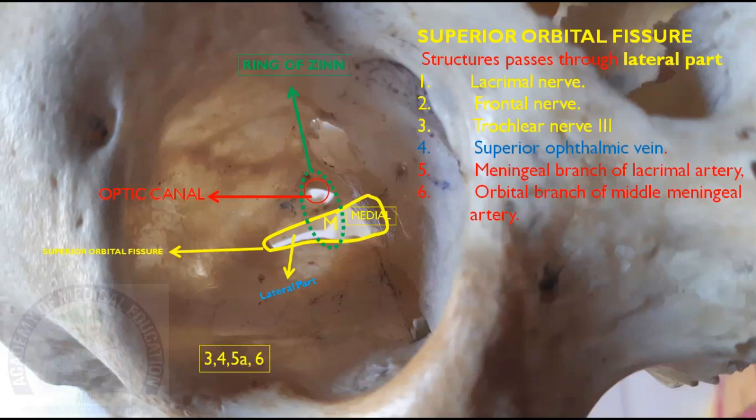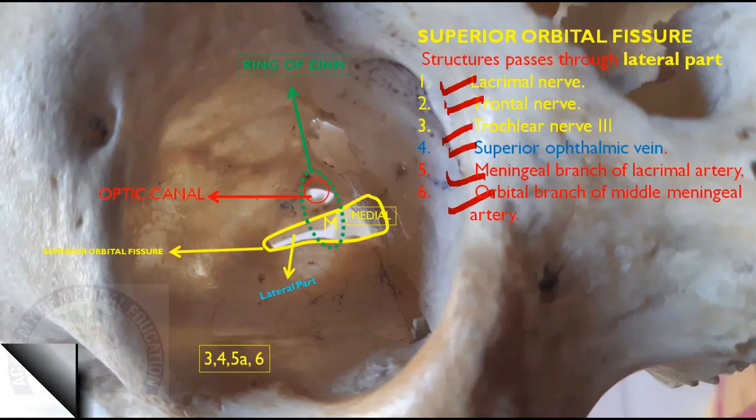So in this slide we are concerned with the lateral part. Structures passing through the lateral part: first is the lacrimal nerve, frontal nerve, trochlear nerve. Trochlear is the fourth cranial nerve. Then the superior ophthalmic vein, meningeal branch of the lacrimal artery, and orbital branch of the middle meningeal artery. These structures pass through the lateral part of the superior orbital fissure.